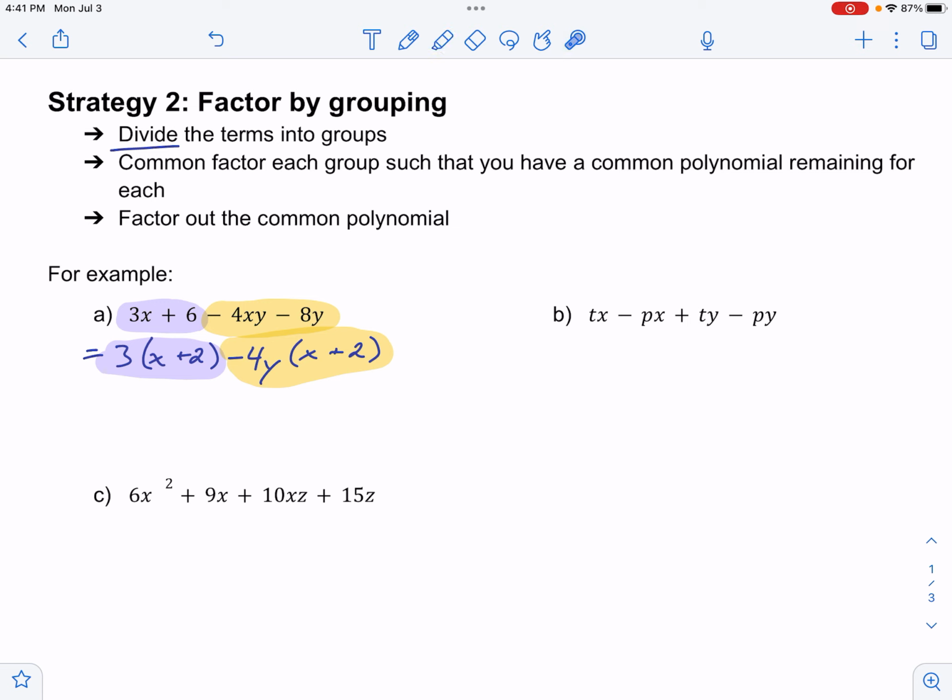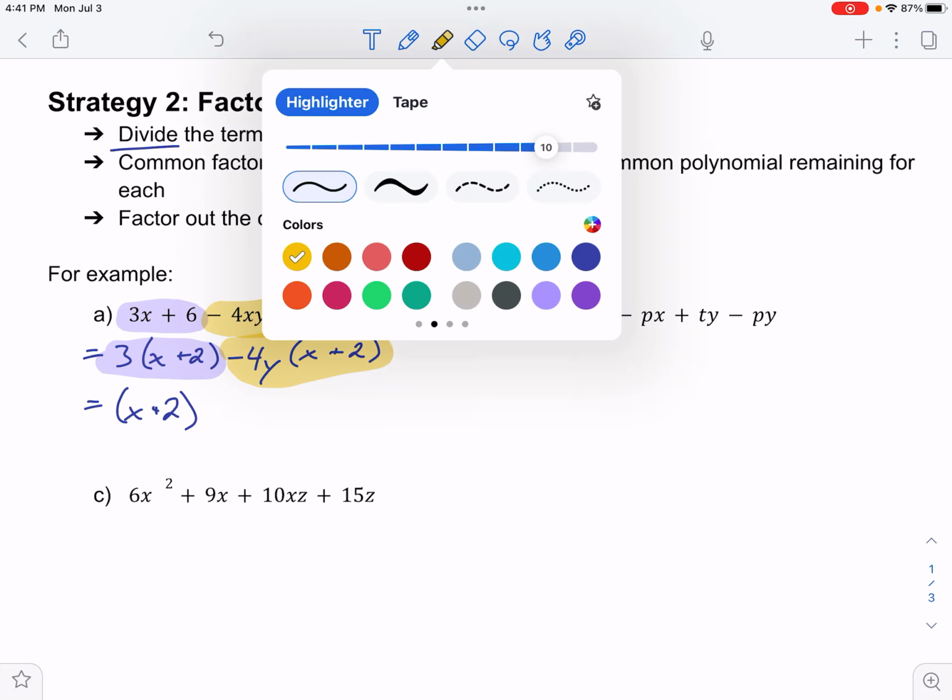Now remember when I said they have to have a common polynomial that's remaining? Well, take a look. X plus 2 and x plus 2 is identical. That is the common polynomial remaining in each of the groups. What this allows me to do is I can literally now factor out that common polynomial. So I can say, well, they've both got an x plus 2, so I'm going to factor out x plus 2. And then what remains now is going to be all of the stuff on the outside.